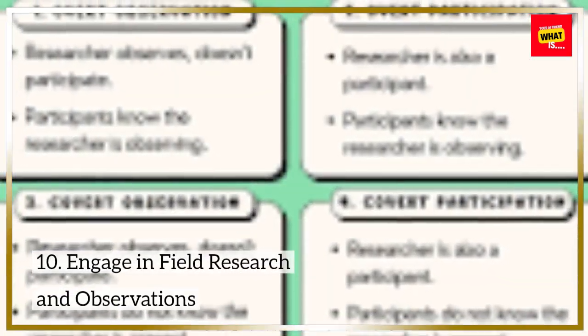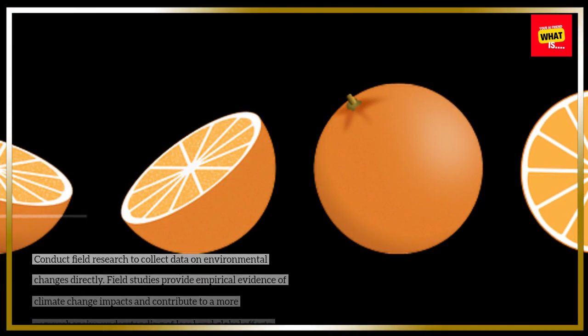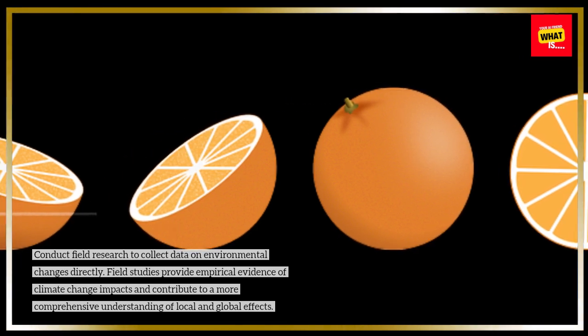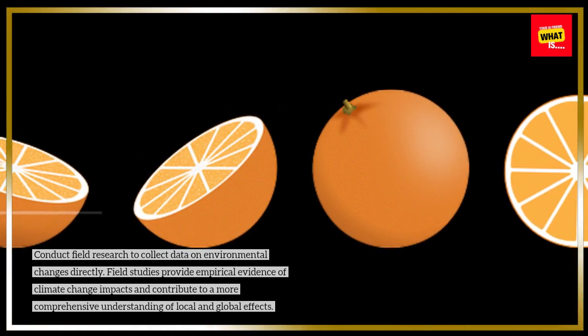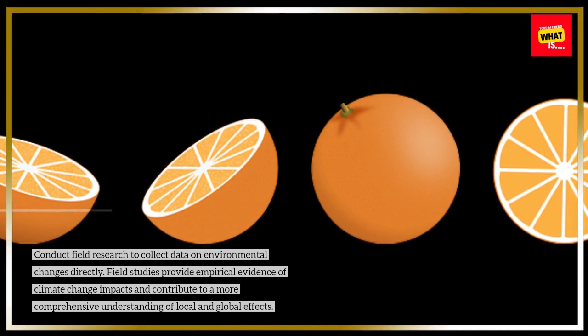10. Engage in field research and observations. Conduct field research to collect data on environmental changes directly. Field studies provide empirical evidence of climate change impacts and contribute to a more comprehensive understanding of local and global effects.